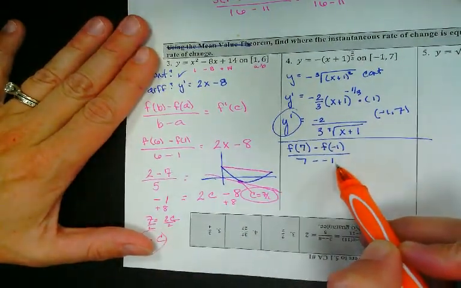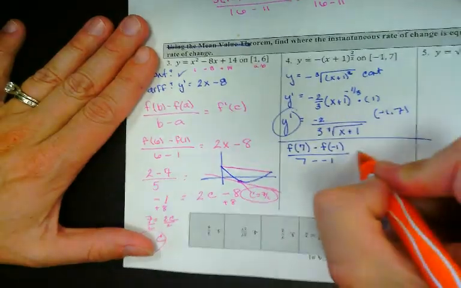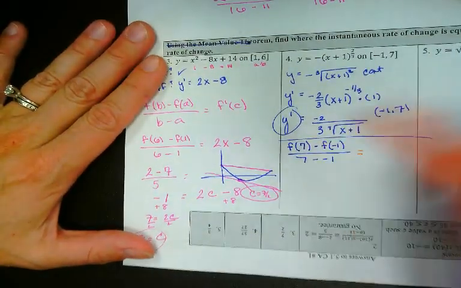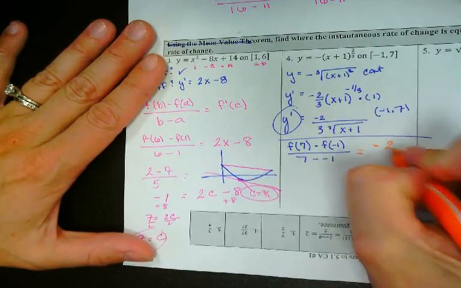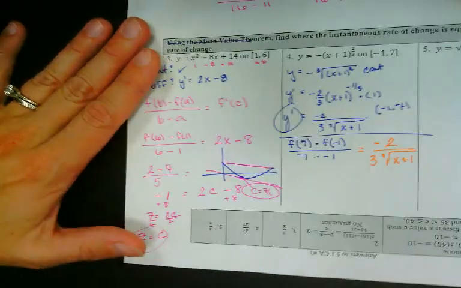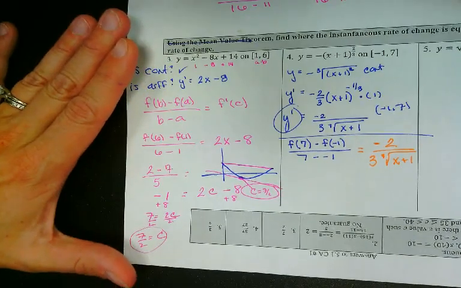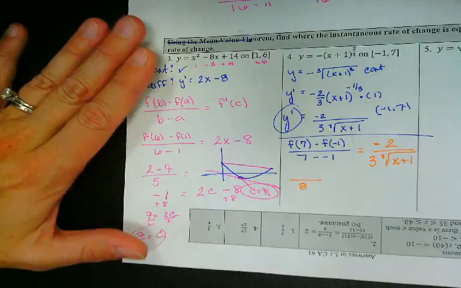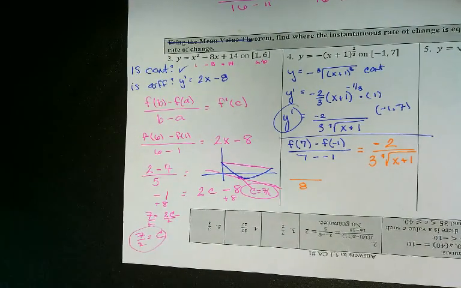Average rate of change. So I'm going to do my average rate of change and set it equal to my instantaneous rate of change, which is just this guy's derivative, which we just took, right? So minus 2 over 3 cubed root of x plus 1. All right, so crunch out your math on the average rate of change. Need f of 7 and f of negative 1.